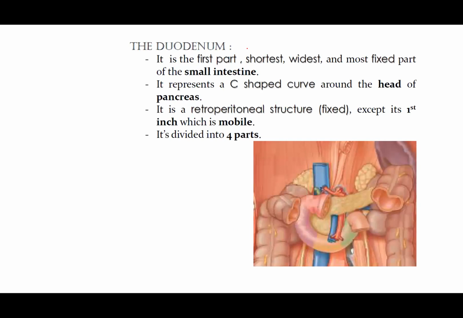And for the duodenum, it has mainly four parts. The duodenum is the first part of the small intestine, the shortest, widest, and the most fixed part. Most of the gastric outlet obstruction results from maybe obstruction of the first and the second part of the duodenum, okay? It represents a C-shaped curve around the head of the pancreas. It is retroperitoneal, okay? And it's fixed, except in the first part that is mobile.